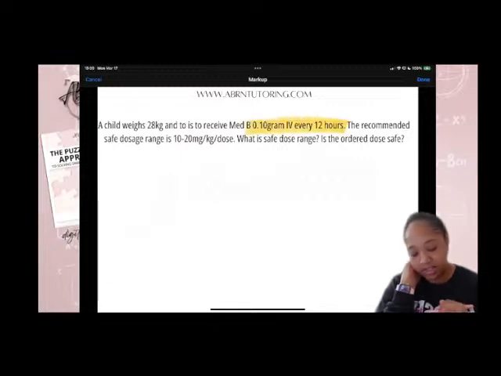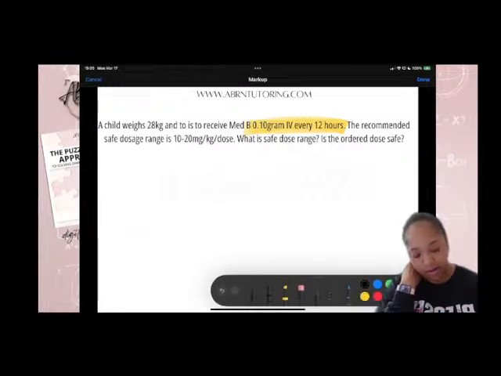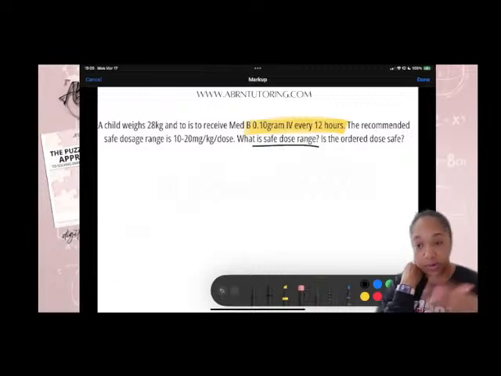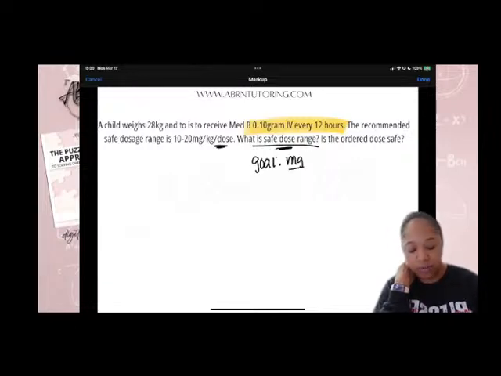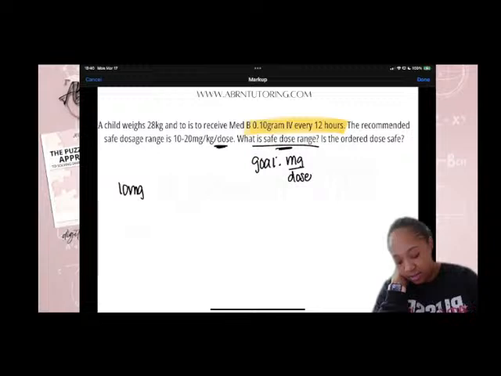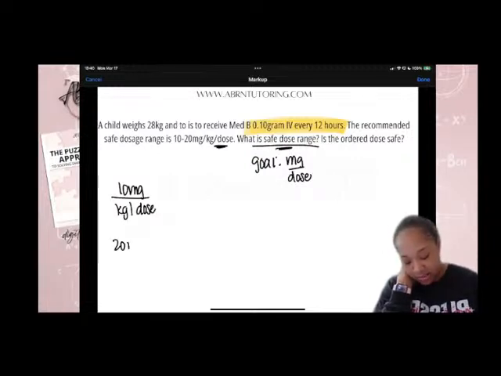this is not what we want to touch first because we have to find what is the safe dose range. Okay. So what's green and what's red? All right. So it says what is the safe dose range? And you see that I've already got dose in my safe dose range. So I'm looking for how many milligrams per dose is safe. So we know that 10 is the least, 20 is the most, okay? So 10 milligrams per kilogram per dose is the least amount. 20 milligrams per kilogram per dose is the most.